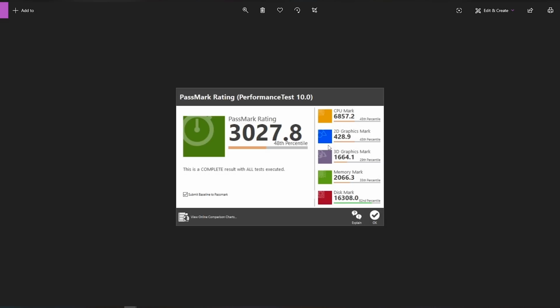If you want to go and grab Passmark, run it just to see what your current computer is. And I'm curious in the comments, how many of you have a computer that's way bigger but slower than this? Let me know in the comments.